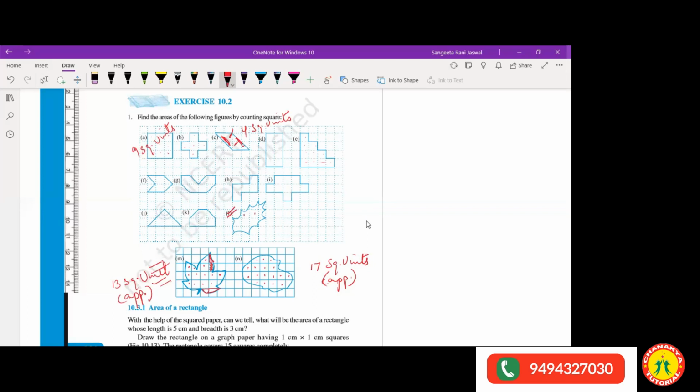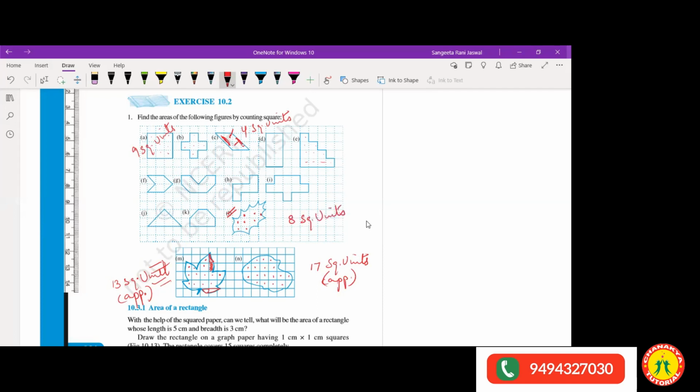1, 2, 3. These are the 3 complete squares. Then count more than half, which are covering more area. So that's this one, this one, this one, this one. Here, this is less area. This is also looking somewhat less only. This is slightly greater. So I'm taking these 3, 4, 5, 6, 7, 8. So that is approximately 8 square units.